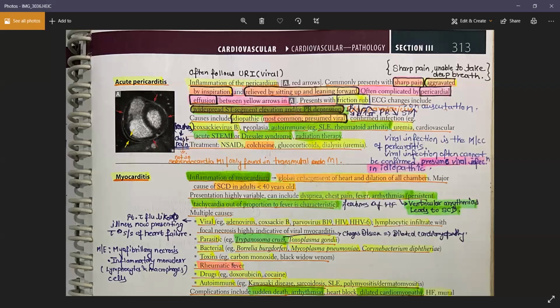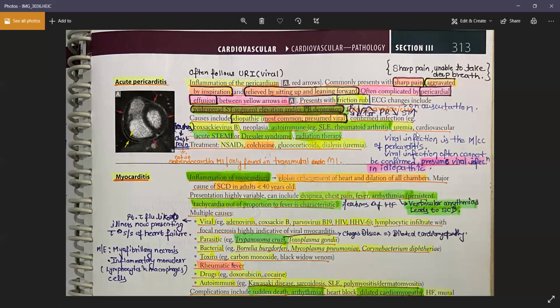Other causes could be tumors, sometimes autoimmune conditions like systemic lupus erythematosus, okay, rheumatoid arthritis, uremia. Because of this uremia, you have a widespread inflammation in your body, okay, and the inflammation of the pericardium can cause pericarditis, of course, okay.